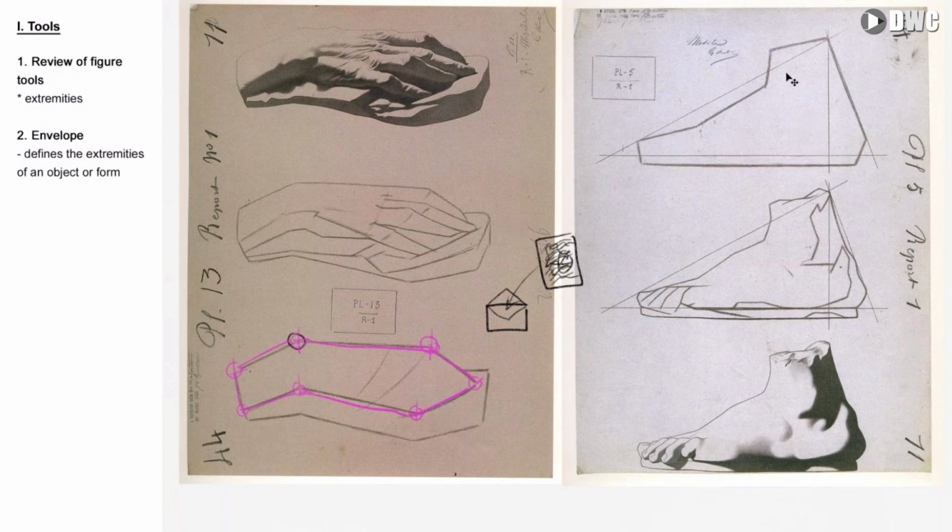This drawing on the right is a foot, but if you look at the image on the top, it's clearly a beautiful representation of the foot, but it's a simple graphic representation, also known as an envelope. So envelope is going to be the biggest tool that we use when it comes to drawing hands.